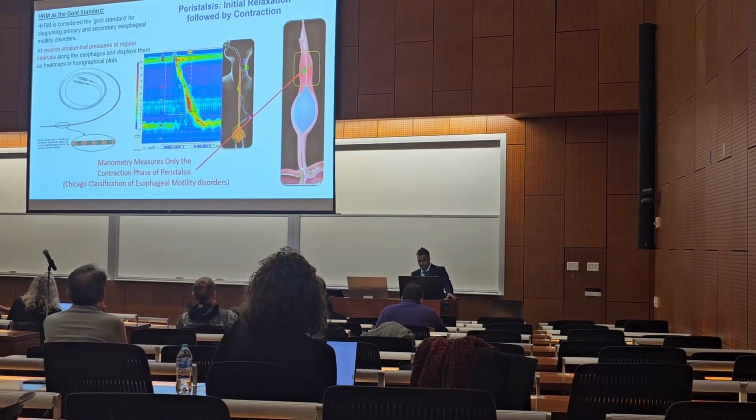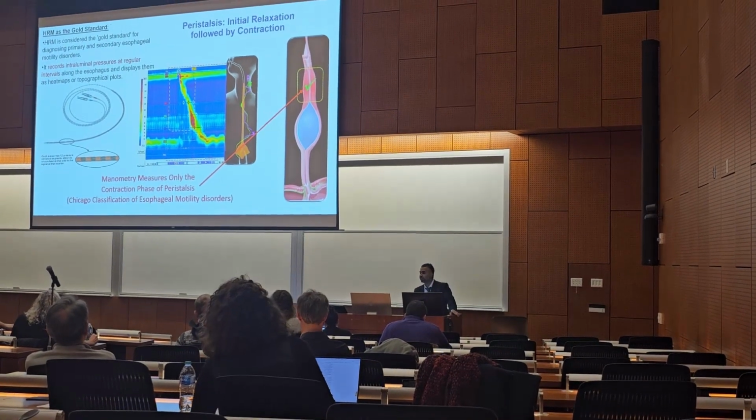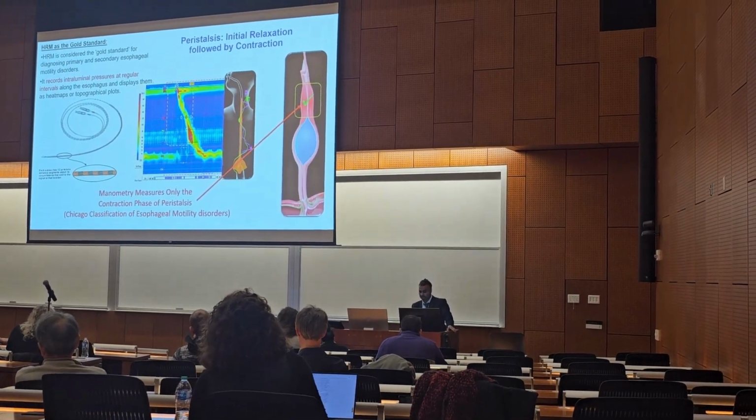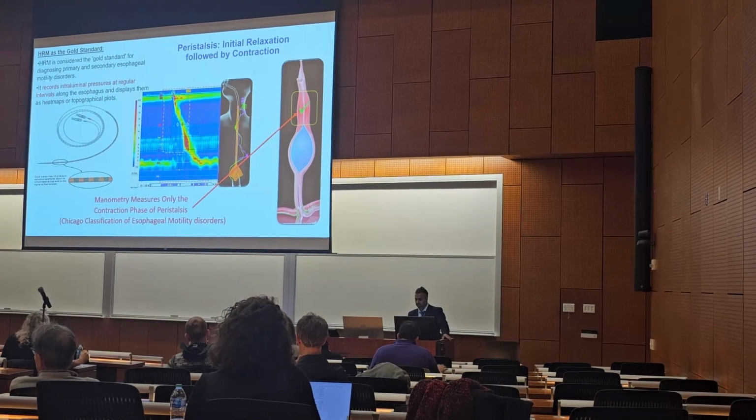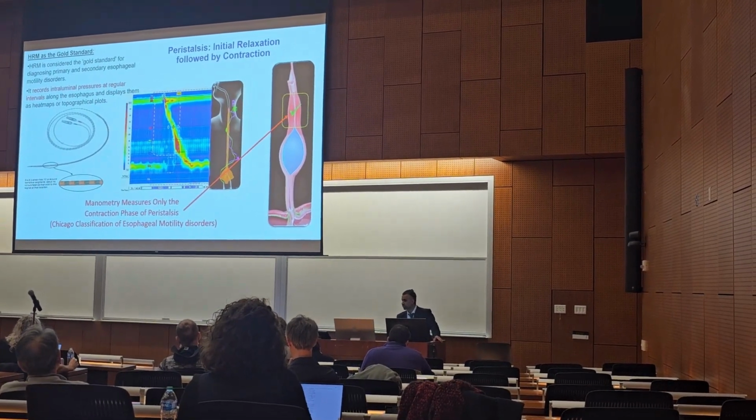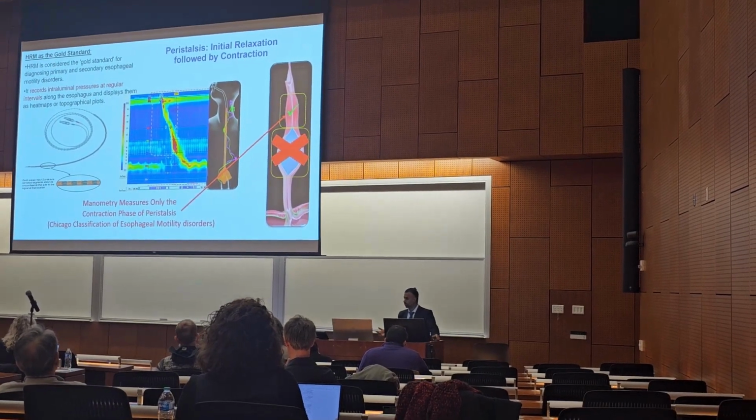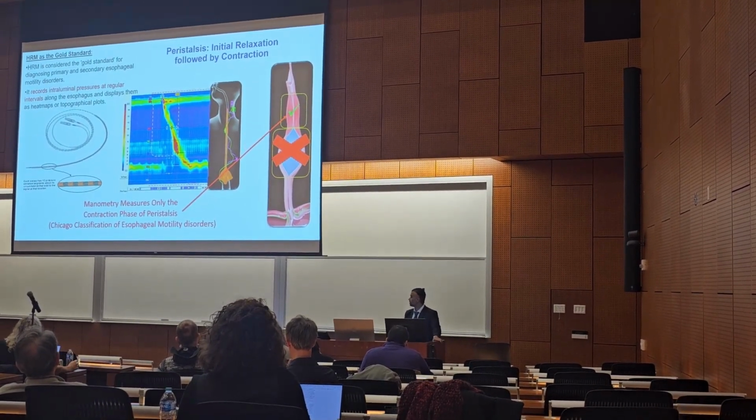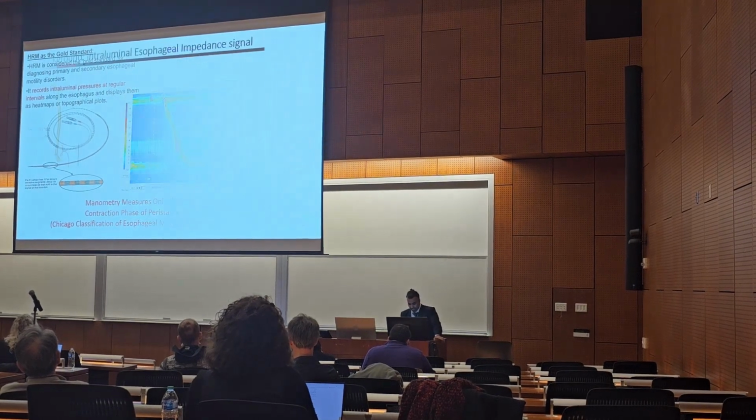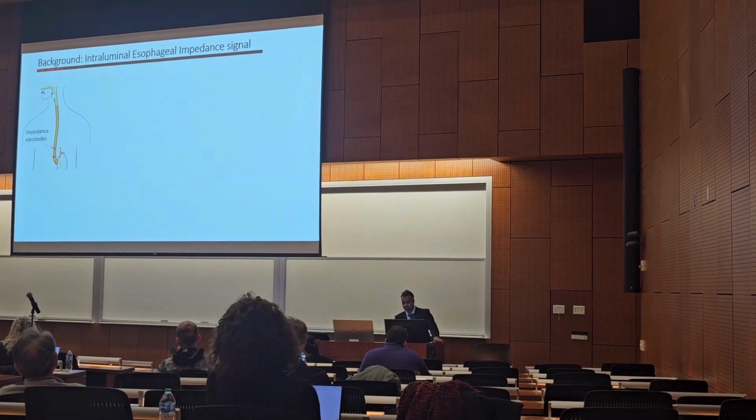As I mentioned before, manometry as it stands only measures the contraction phase of peristalsis, and the Chicago classification is based on pressure. But as we know, peristalsis is initial relaxation followed by contraction. So what if these dysphagic people have problems in their distension phase? When you do manometry, you also have impedance sensors.